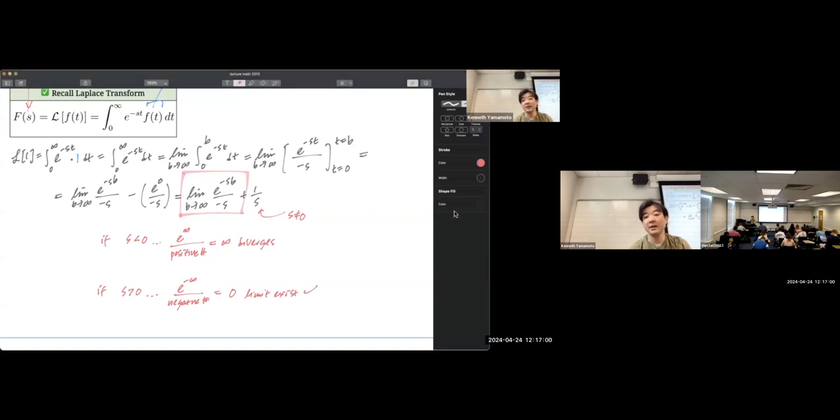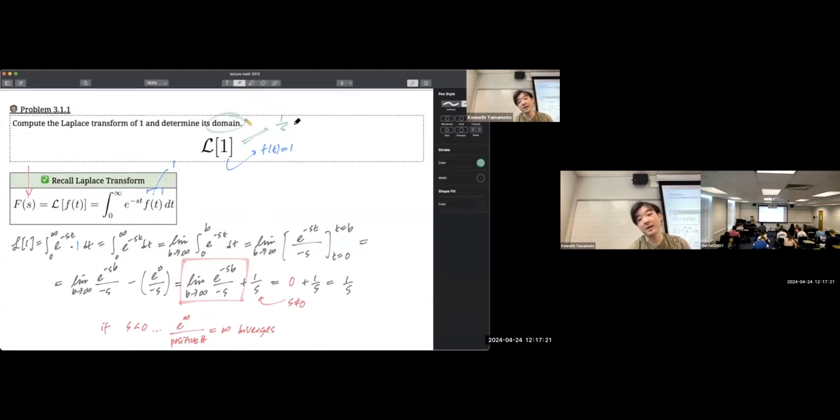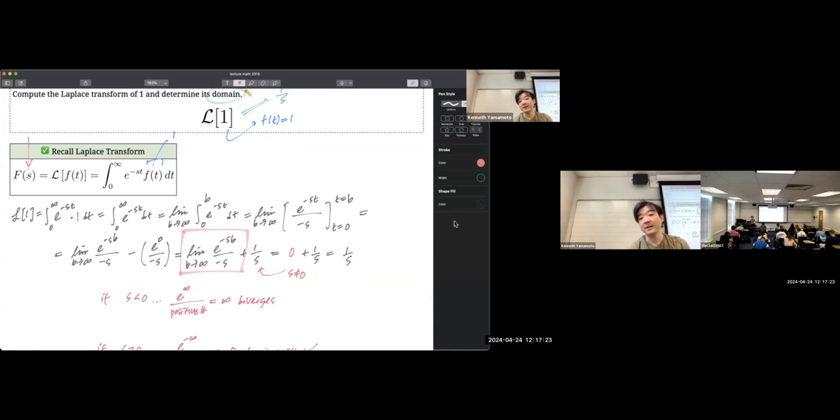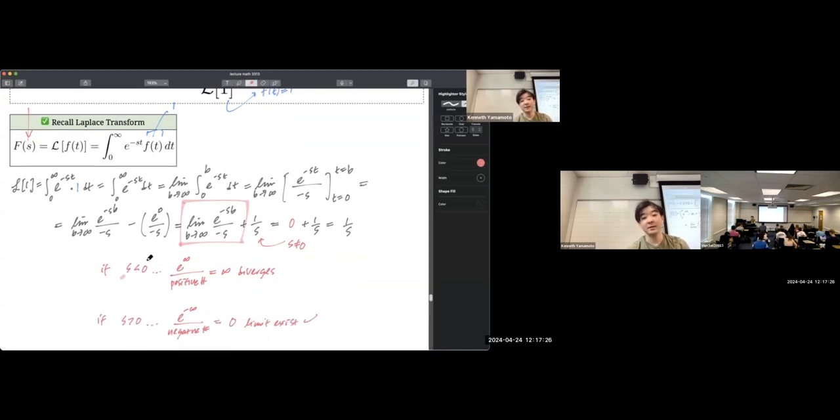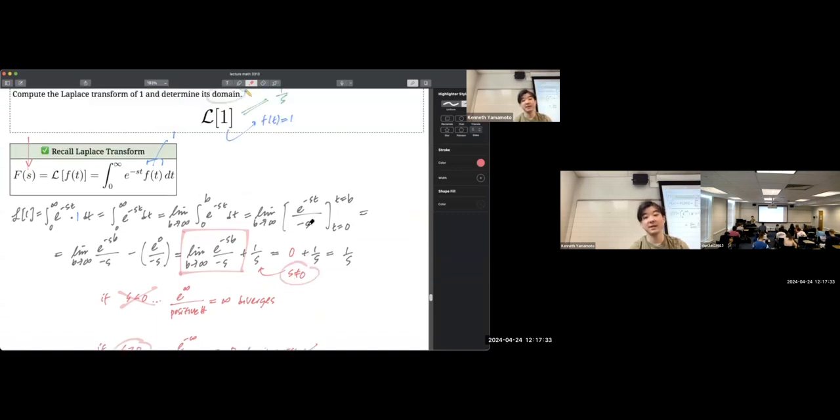So in the end, this is going to equal 0 plus 1 over s, which just means 1 over s. So the Laplace transform of 1 is just equal to 1 over s, provided that s can't be less than 0 and s can't be equal to 0. The combination of these means that s has to be greater than 0.